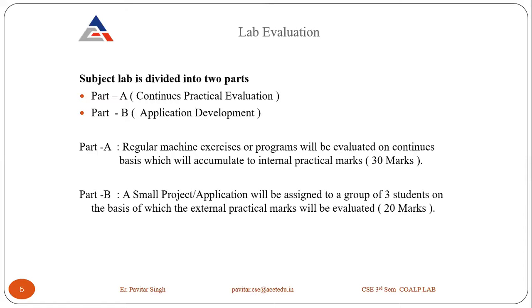So, lab evaluation. Your subject lab is bifurcated into two parts, part A and part B. We have just discussed it. In part A, continuous practical evaluation will be there, right? For example, if I have given you two practicals today, you have to submit those two practicals in the very next lab, right? That is called continuous practical evaluation.